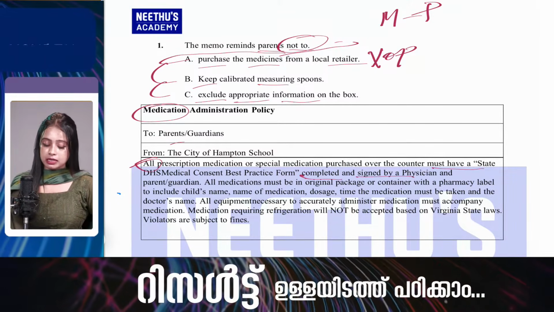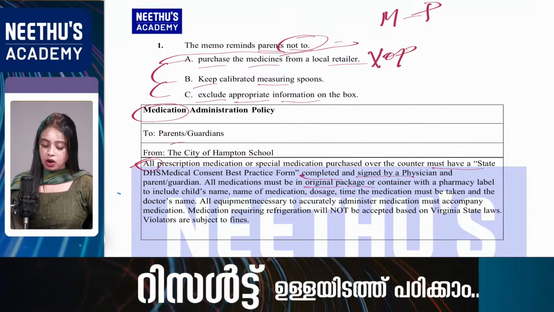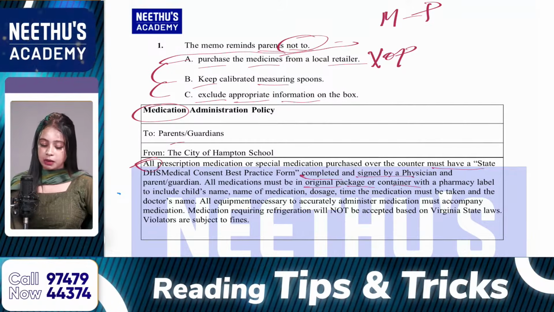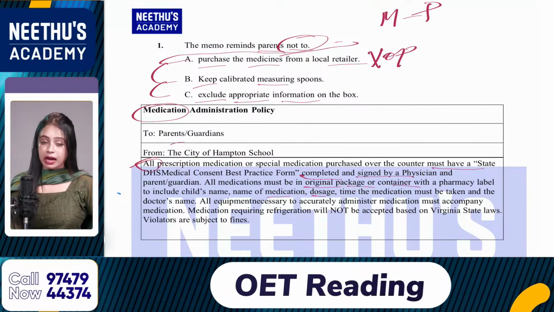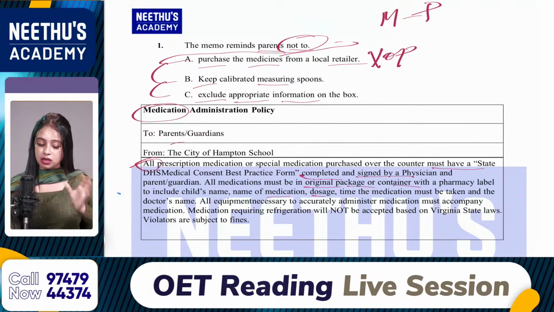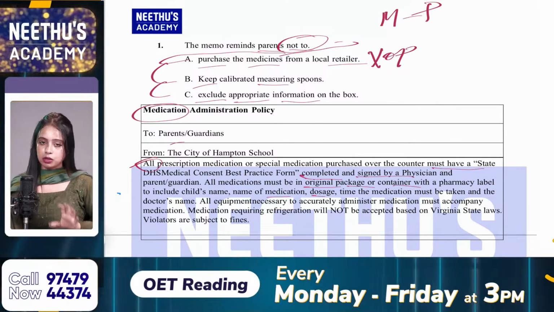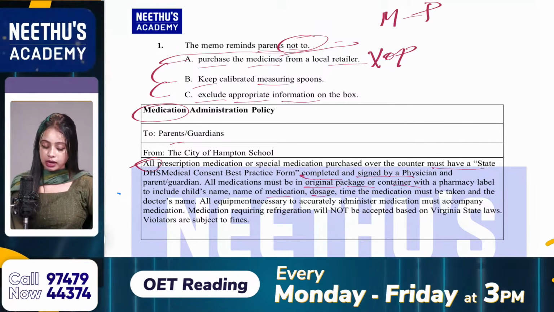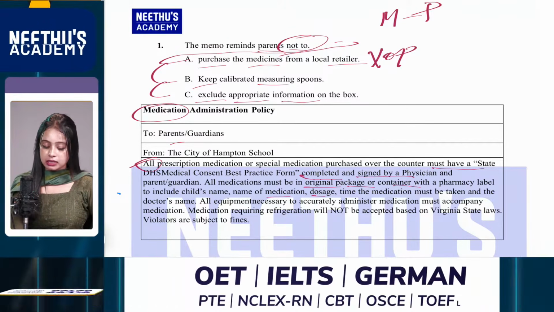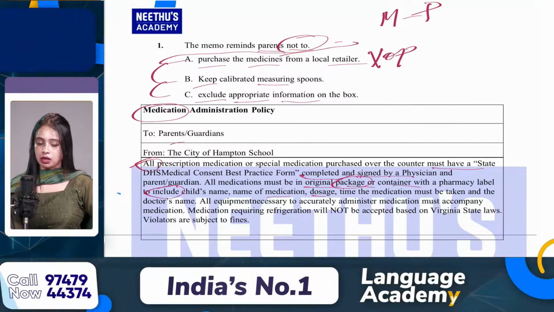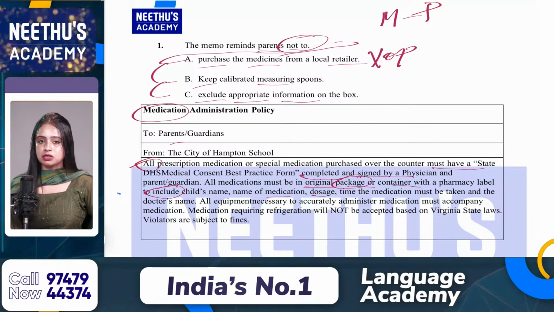All medications must be in original package or container with a pharmacy label to include child's name, name of medication, dosage, time the medication must be taken, and the doctor's name. So everything should be included on the box, on the package. It should include everything. So what about option C? Is it include? No, it is excluding.